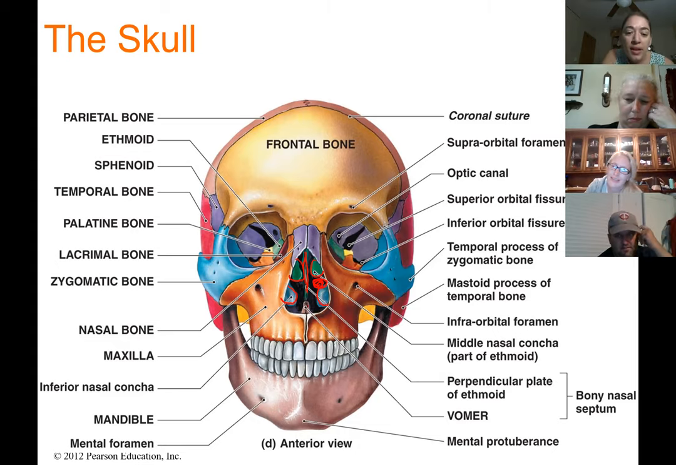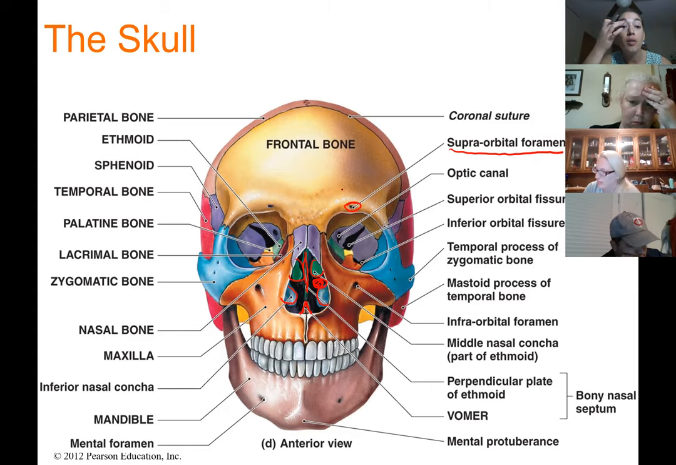So then we have this little V structure down here at the base of the nasal cavity. That is the vomer. And that is a separate bone. It's not just a structure, it's a separate bone. Okay, let's see. So again, our supraorbital foramen right there, at the top, right below your eyebrow, above your eye. And then if we look inside the eye, there will be a closer up picture, but there are some structures that you're going to need to know.